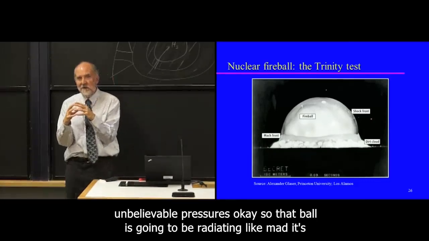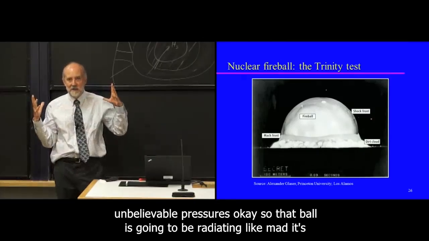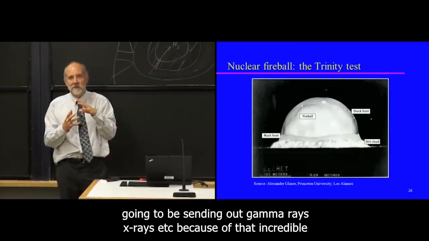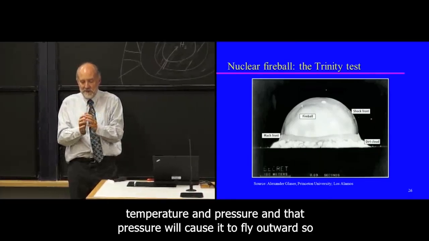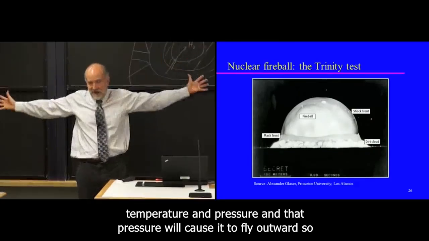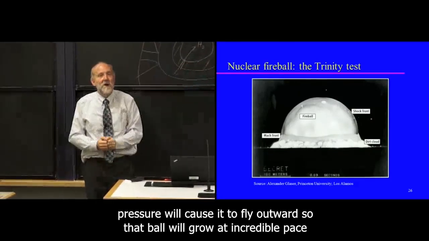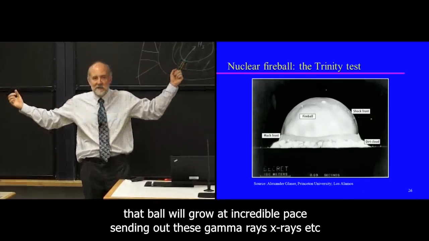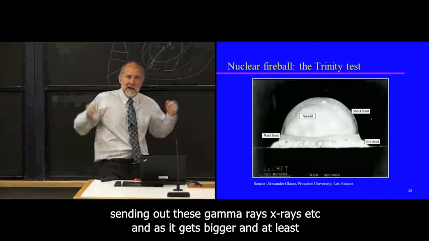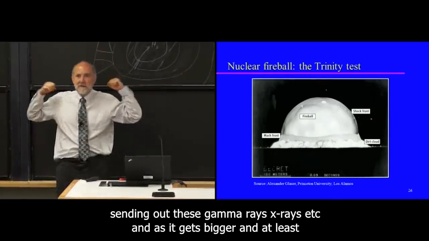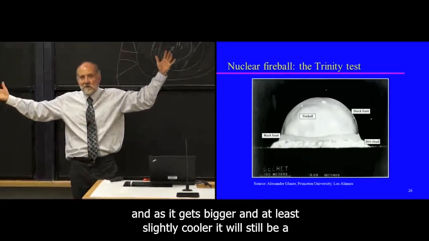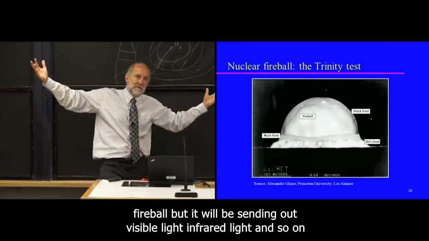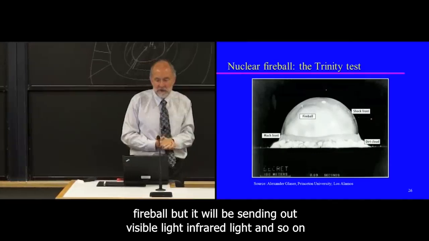So that ball is going to be radiating like mad. It's going to be sending out gamma rays, X-rays, etc., because of that incredible temperature and pressure. And that pressure will cause it to fly outward. So that ball will grow at incredible pace, sending out these gamma rays, X-rays, etc. And as it gets bigger and at least slightly cooler, it will still be a fireball, but it will be sending out visible light, infrared light, and so on.